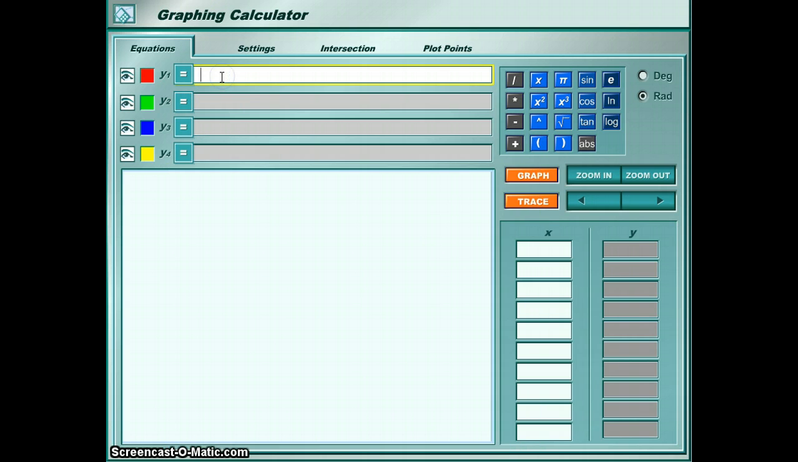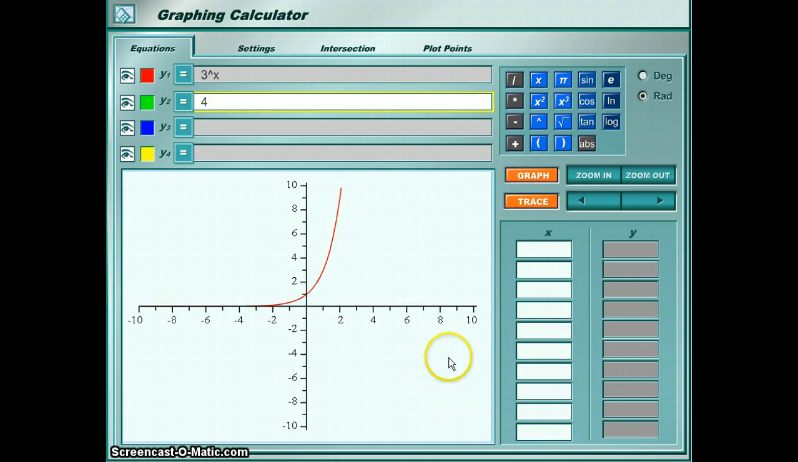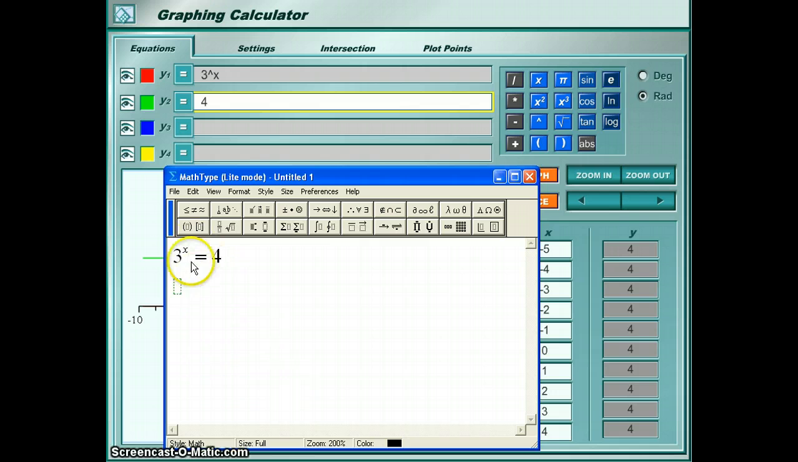So on y1, I'm going to input the expression 3 to the x power. Okay, the exponential function 3 to the x power. And then on y2, I'm going to input y equals 4. So I'm just going to type 4. Then I'm going to click graph. And there is the graph of this equation.